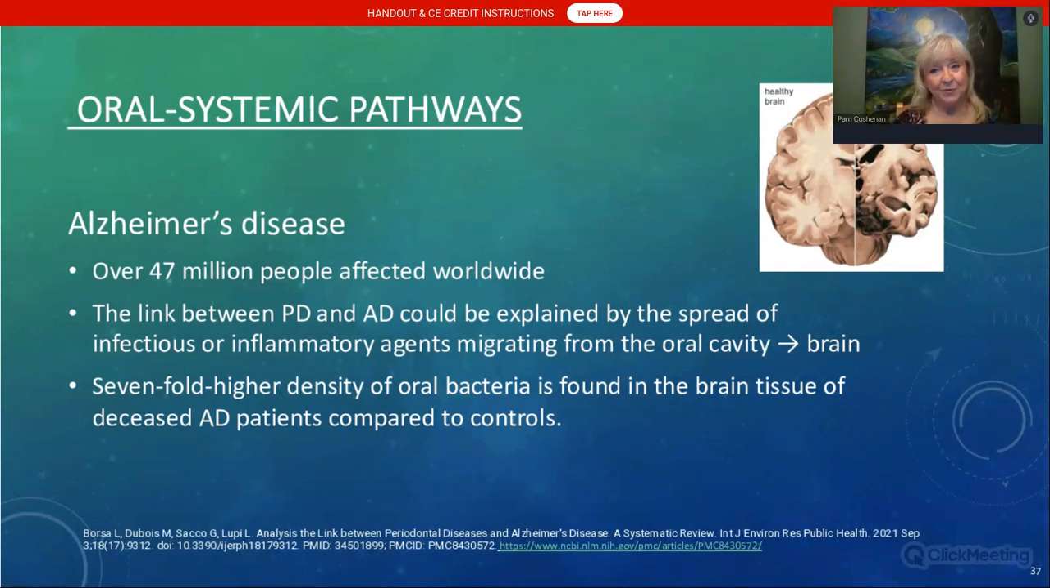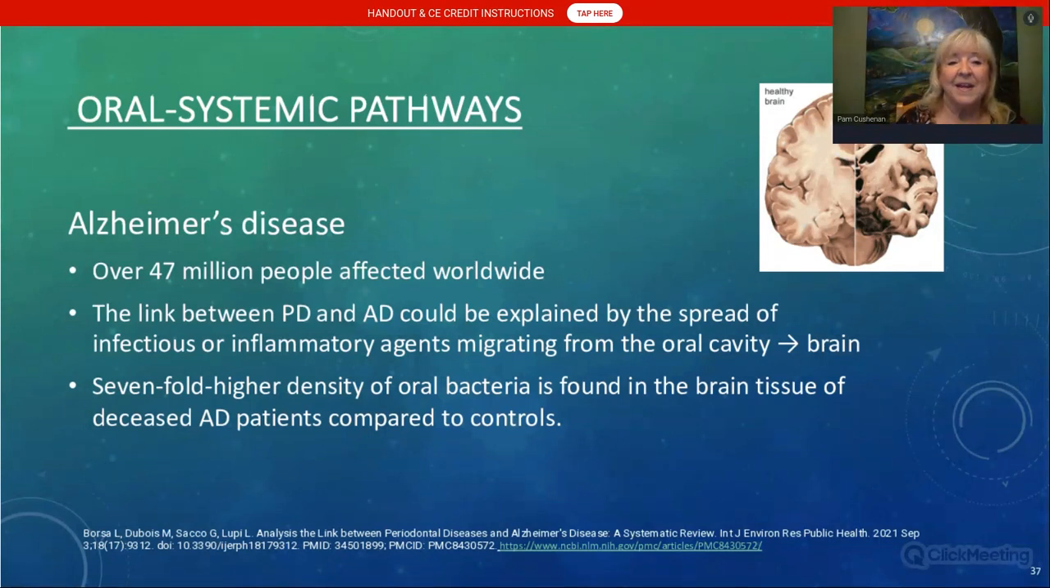Wow. So we're going to move from joints to the brain. Alzheimer's disease is more and more in our news, professionally as well as in the public. Over 47 million people are affected worldwide. This number continues to grow because our aging population is increasing exponentially every year.